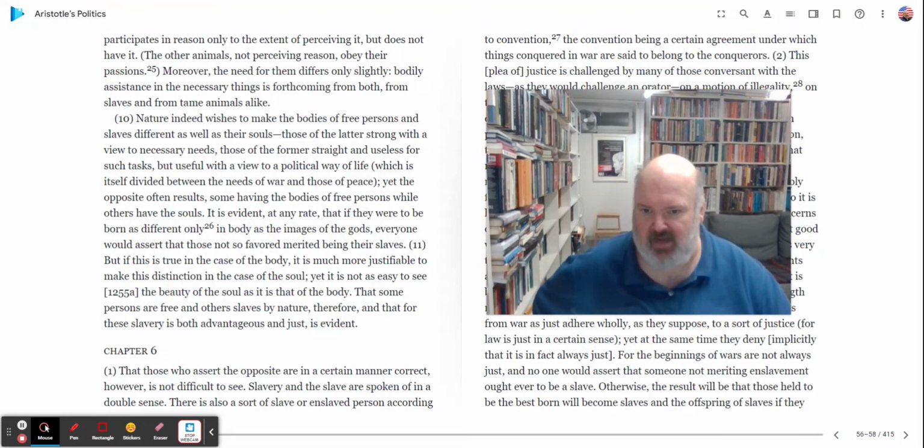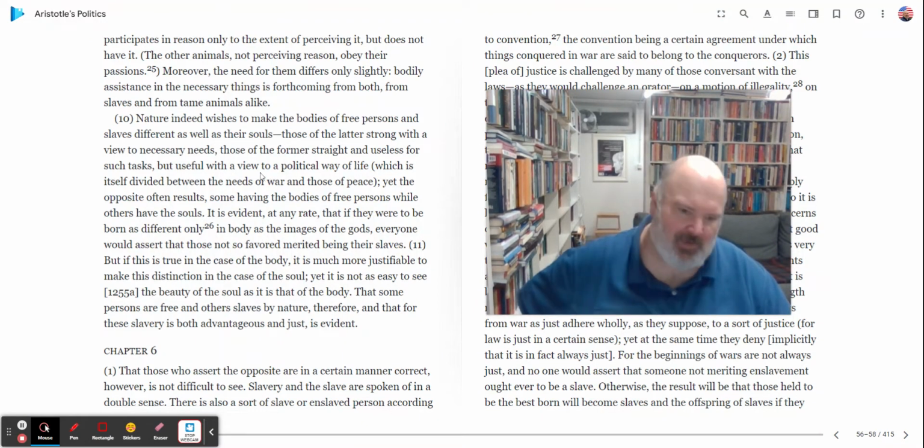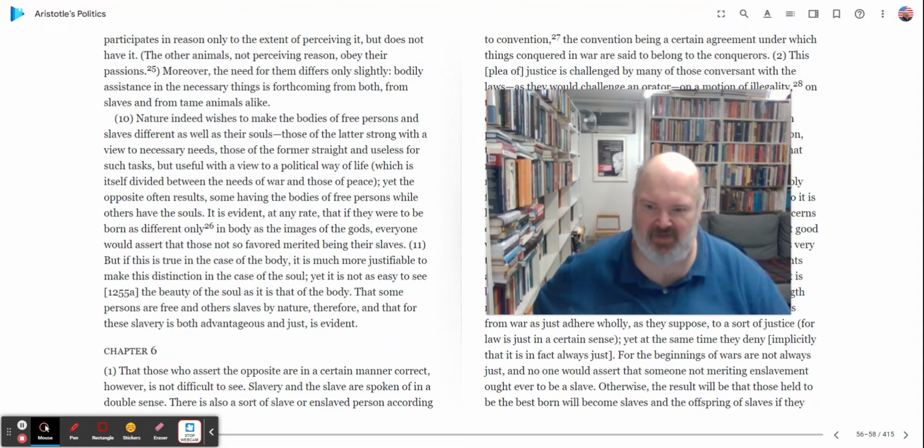Okay, now he says, nature indeed wishes to make the bodies of free persons and slaves different, as well as their souls. Those of the latter strong with a view to necessary needs, those of the former straight and useless for such tasks, but useful with a view to the political way of life, which is itself divided between the needs of war and those of peace. Wait a minute, that's interesting. So it's useless with regard to labor. But war is labor in that sense. I hate to say this, war and peace. Therefore, the political way of life, which is divided between the needs of war and those of peace, complicates this simple natural thing.